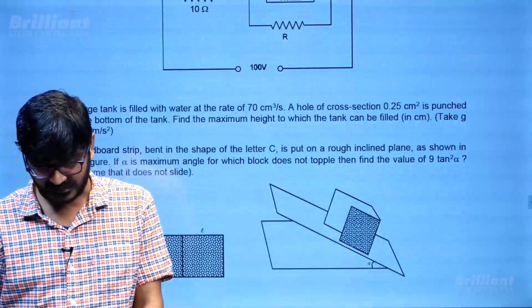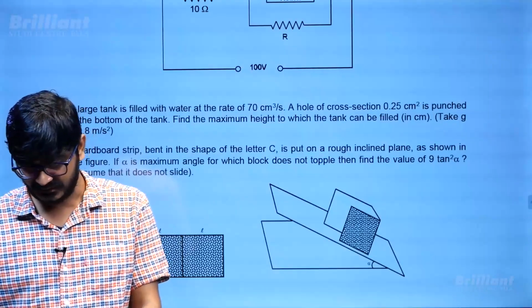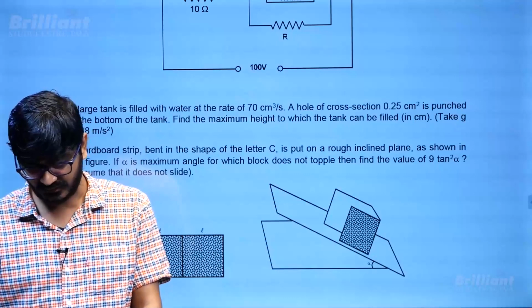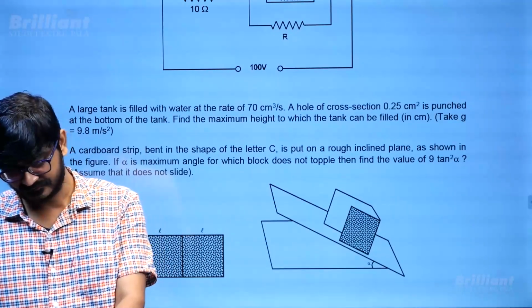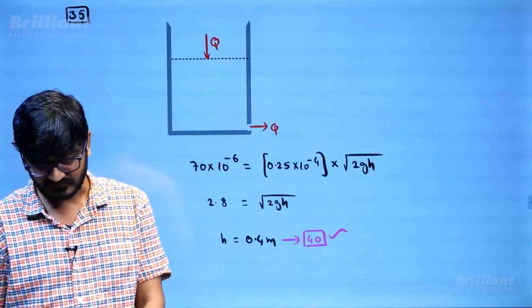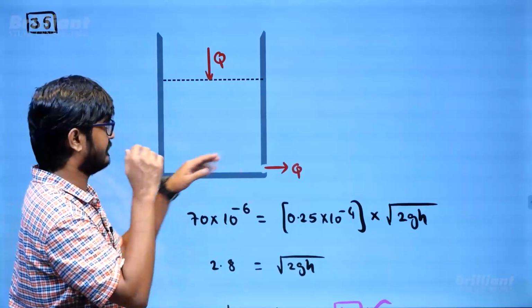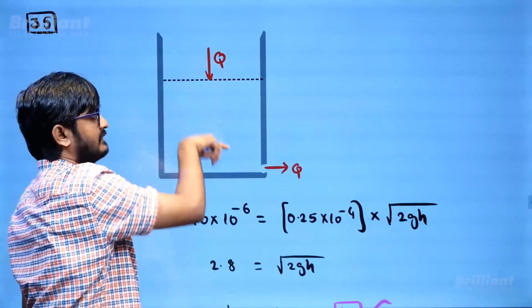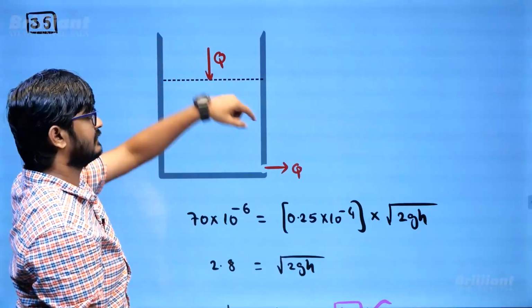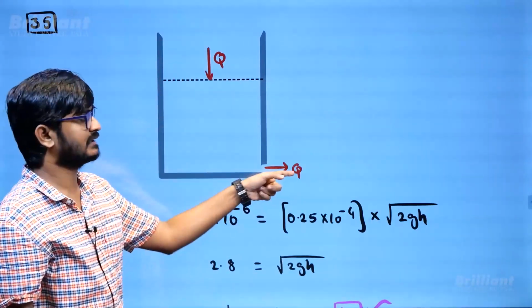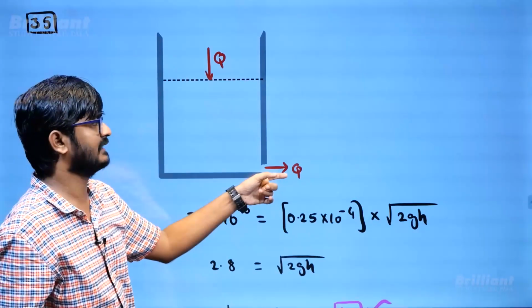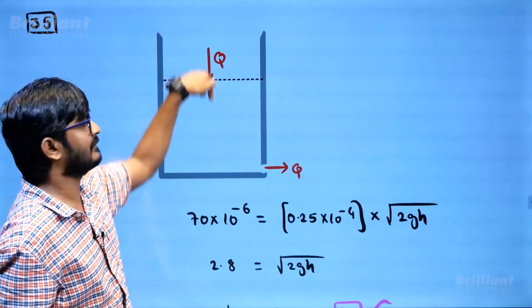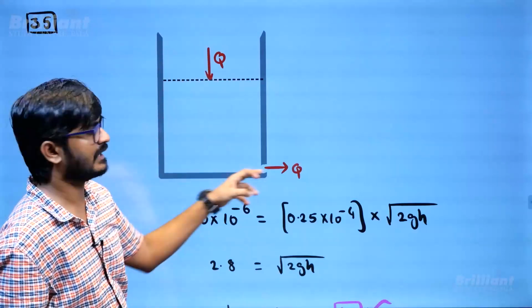So the next question, a large tank is filled with water at a constant rate. There is a hole punched at the bottom. So find the maximum height that can be filled, right? Initially it is empty. So when you start pouring water, what will happen? It will start leaking. But that leaking velocity will be dependent on the water height, right? So when the water height is less, the leaking velocity will be less. So I can say like incoming water is more than outgoing water.